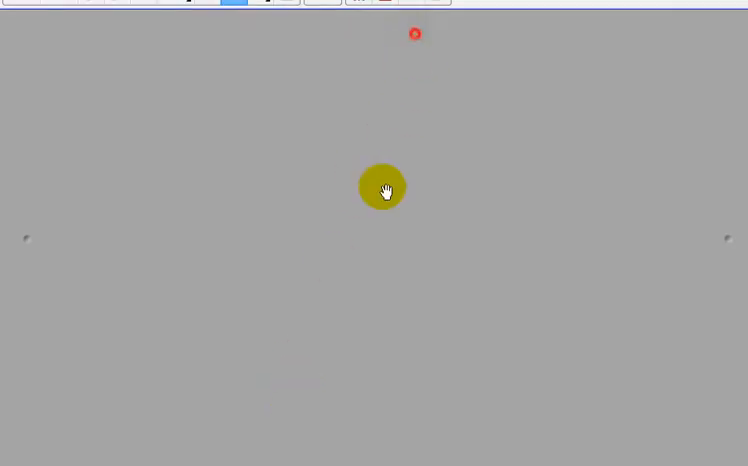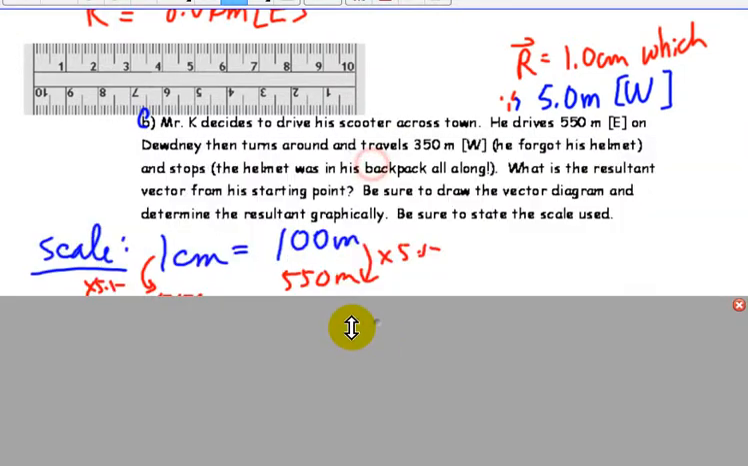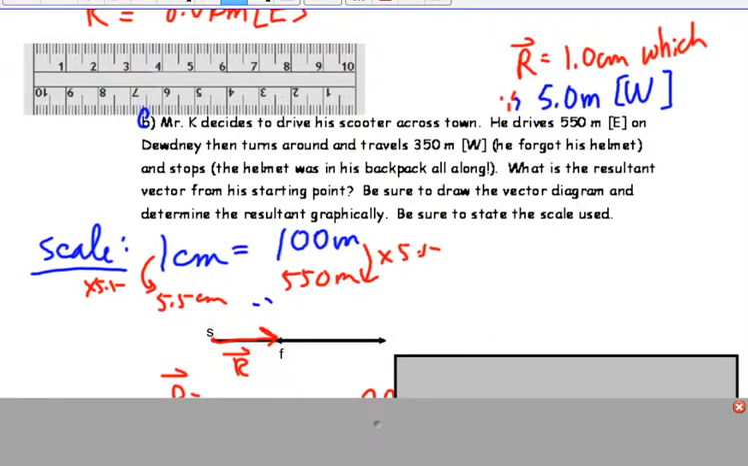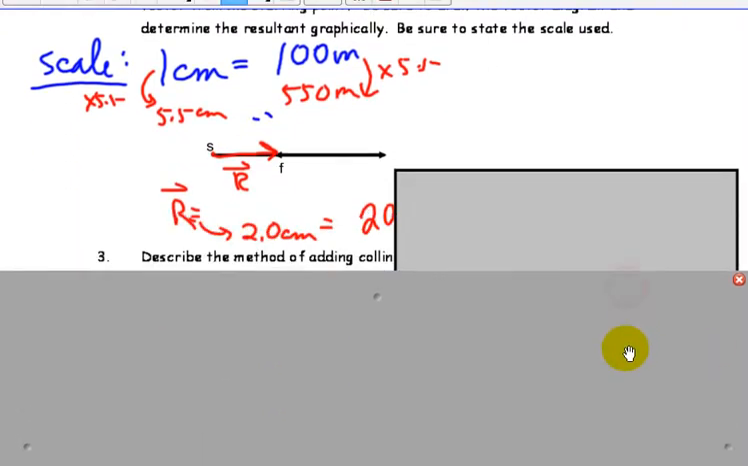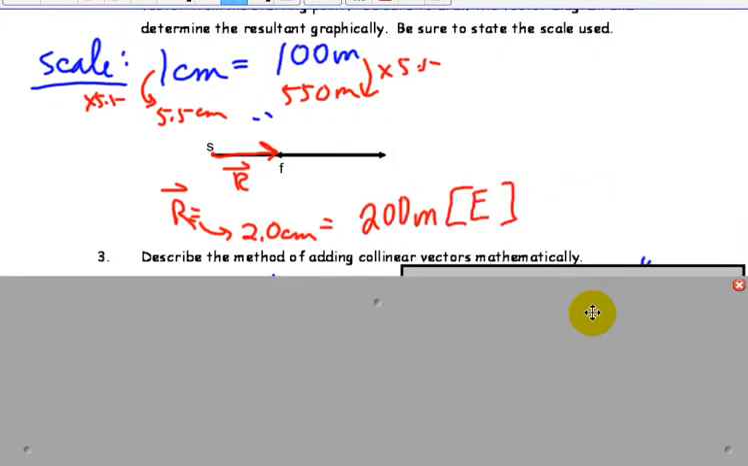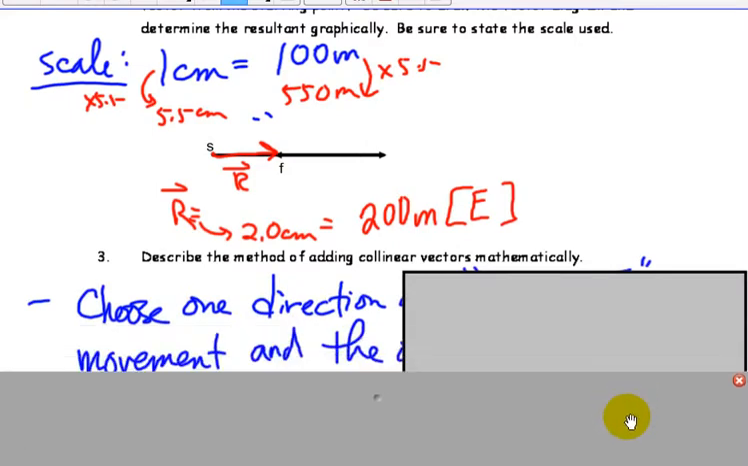So you can see that I indicated that by the S and the F. So started here, did this movement, turned around and did this movement. Notice that I'm putting arrowheads on the tip of each vector. And the resultant vector is from start to finish. So that's that. And of course, measuring that out, I get 2 centimeters. And that works out to be 200 meters east when you factor that scale into it.